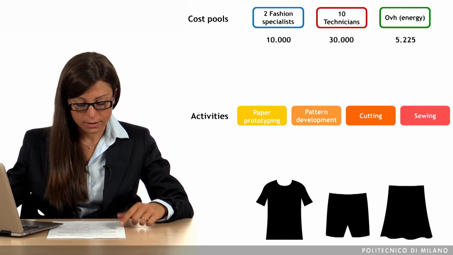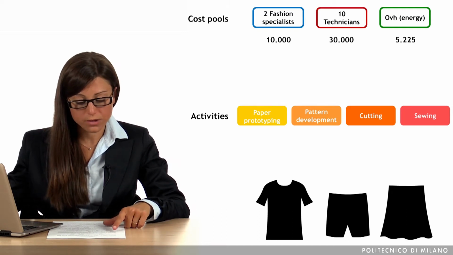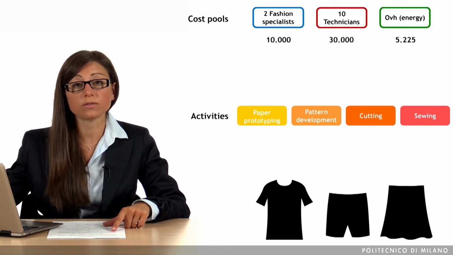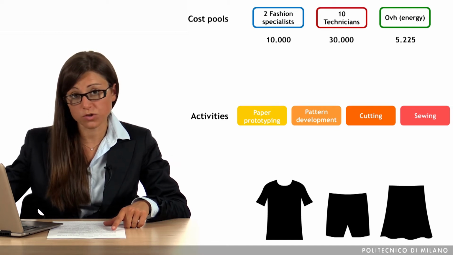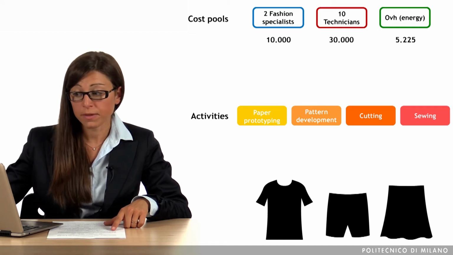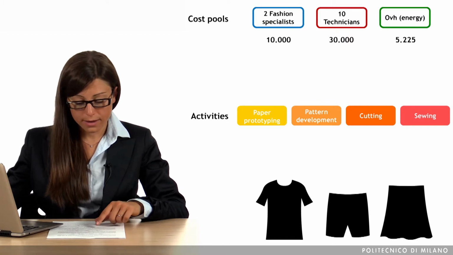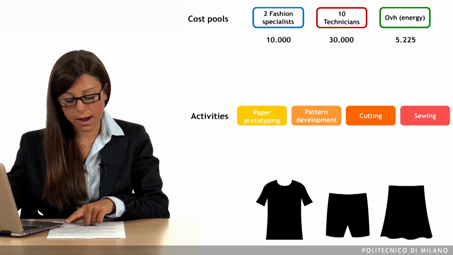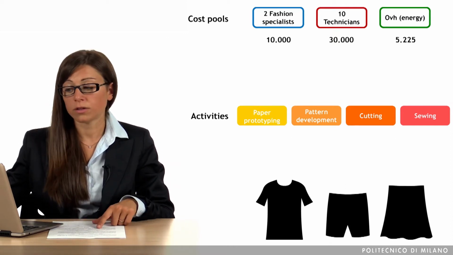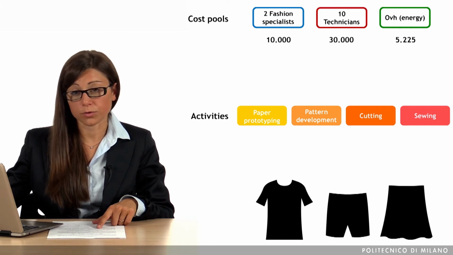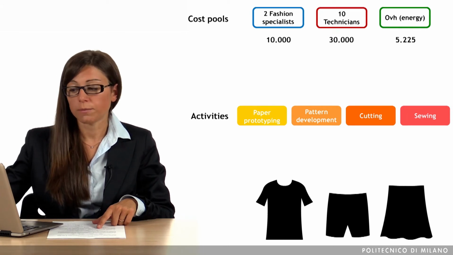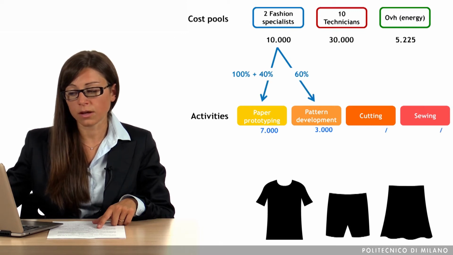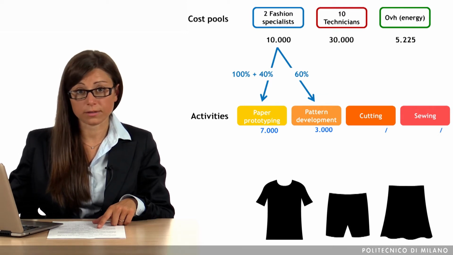How can we split the value of the fashion specialists between the different activities? By looking at the text. If we look at the text, we can see that one fashion specialist is entirely devoted to the activity of paper prototyping. Then we have that the second one spends 60% of the time on pattern development, while the remaining 40% of the time on the definition of paper prototyping. So if we share this value between the different activities, we can find 7,000 euros as a cost assigned to the activity of paper prototyping and 3,000 euros as a cost assigned to the activity of pattern development.